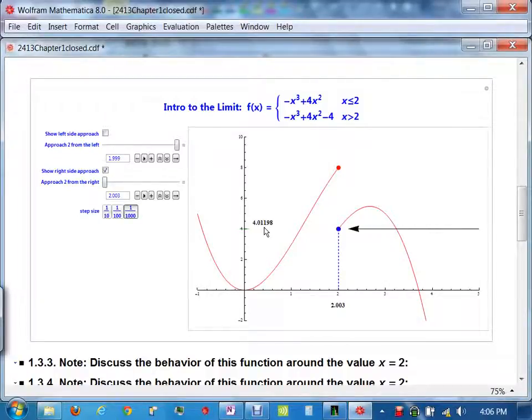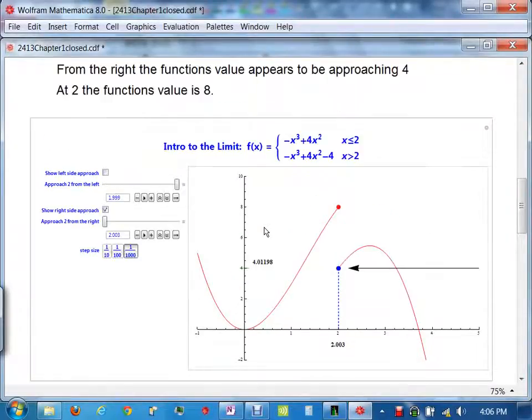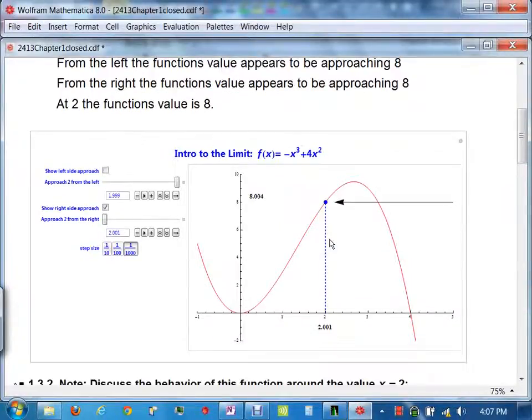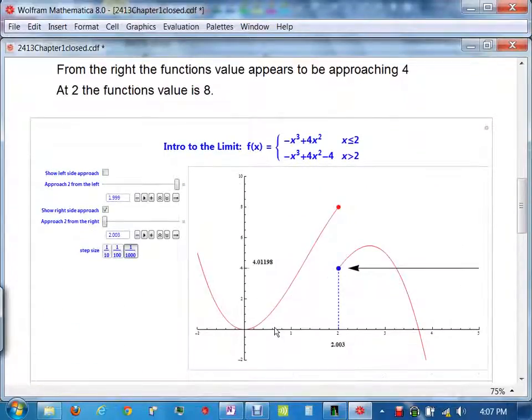So let's try and recap this. In the previous problem, what was happening as I came in from the left? Where was it approaching as I came in from the right? 8. What was happening at 2? What was f of 2? 8. So from the left it was 8, from the right it was 8, and at 2 it was 8. That's great. Everything was trying to behave well. This one, from the left it was 8, from the right it was 4, and at 2 it was 8.